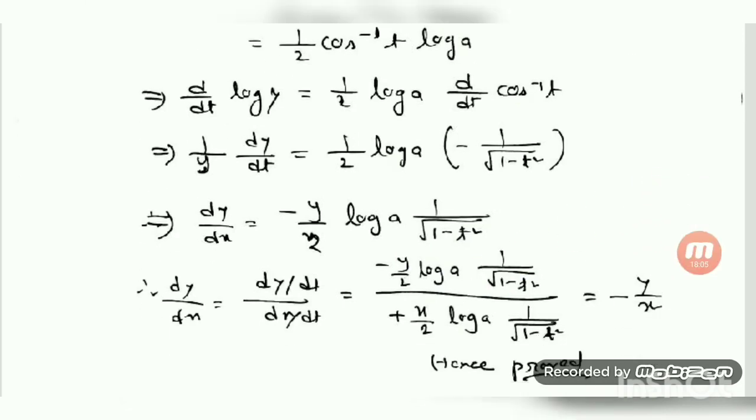Now dy/dx equals what? dy/dt by dx/dt. Putting in this value and this value, as we have not changed x and y, you see, the half cancels out, log a cancels out. What is left? Minus y by x, which is the result. So hence your result is completed. Hope you understand how to do the derivative of a parametric function. So today I stop here. Thank you.